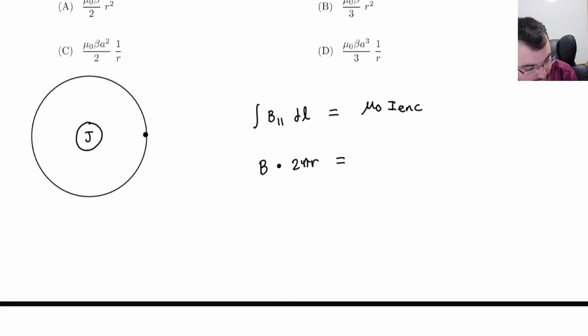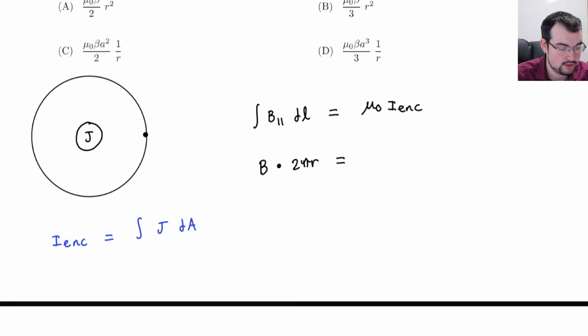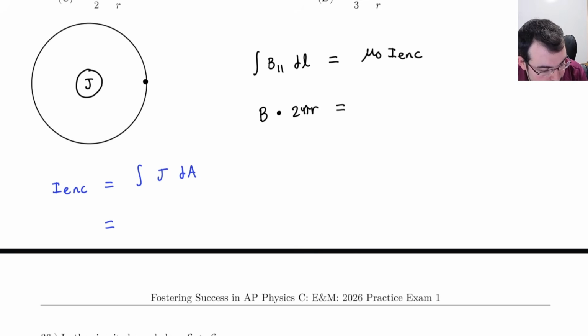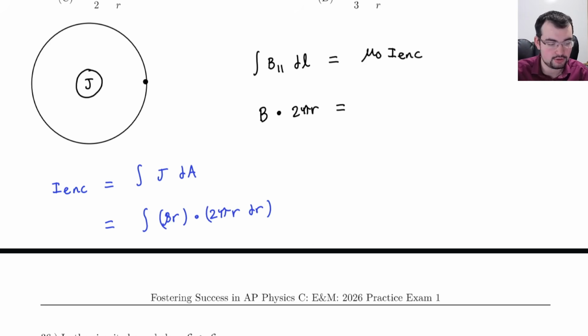So what is I enclosed? Well, I enclosed can be found by integrating J dA, because again, J is current per area. Our current density function was beta times r, and our area element would be 2 pi r dr. Because how do you create a circle? You create a circle by rings. Or you could say that area is pi r squared, so dA would be the derivative of the area function, which would be 2 pi r dr.